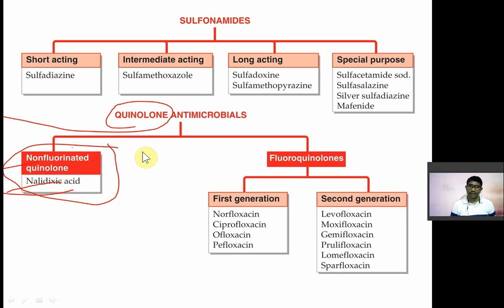They are known as bactericidal. Fluoroquinolones are bactericidal, particularly the second generation and third generation. Fluoroquinolones means इसमें fluorine होगा. Fluorine इसके structure में रहेगा. So what is the non-fluorinated quinolone? Nalidixic acid.